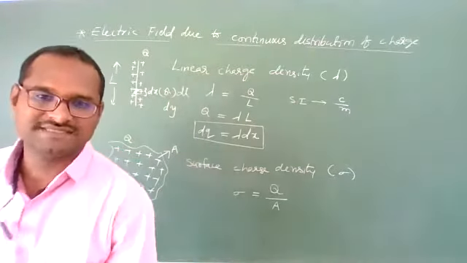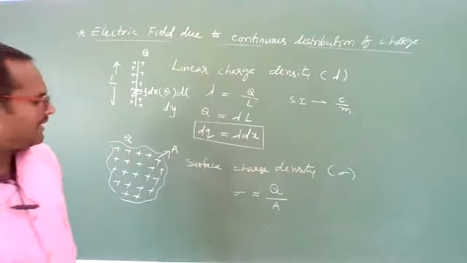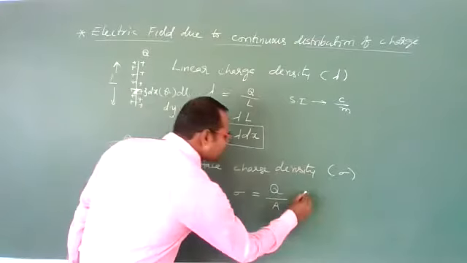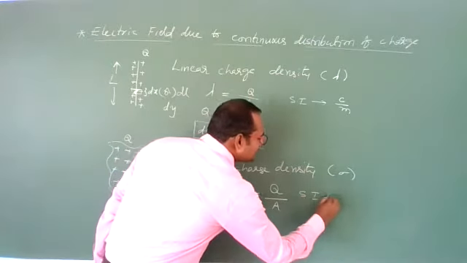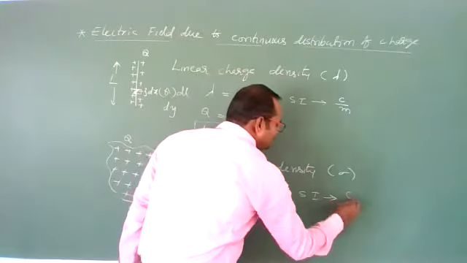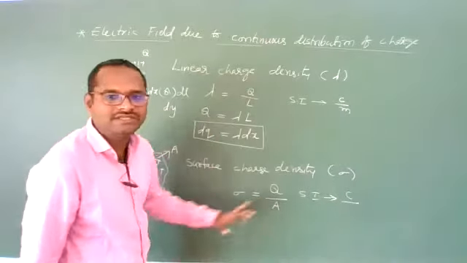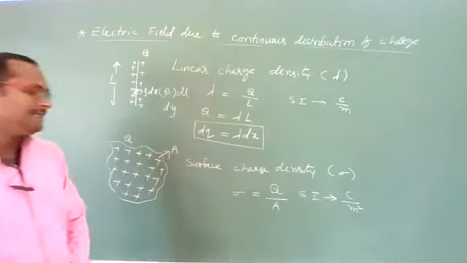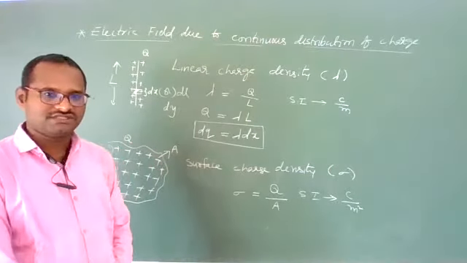Surface charge density. Symbol? Sigma, and its value is charge per unit area. And the SI unit of this is coulomb per area unit, meter square. So coulomb per meter square is the SI unit of surface charge density sigma.